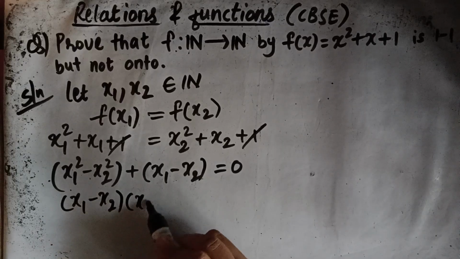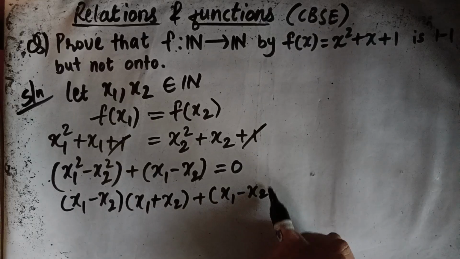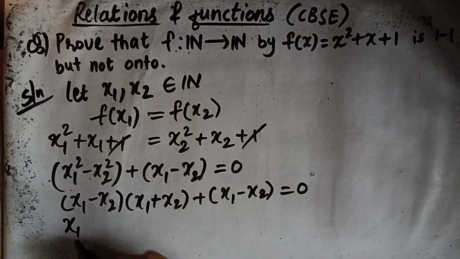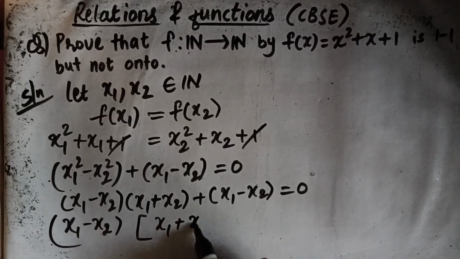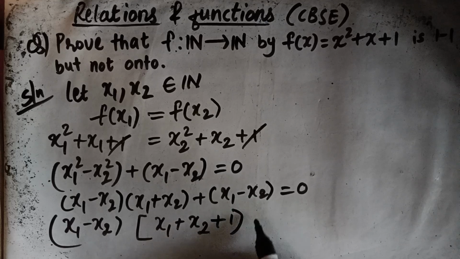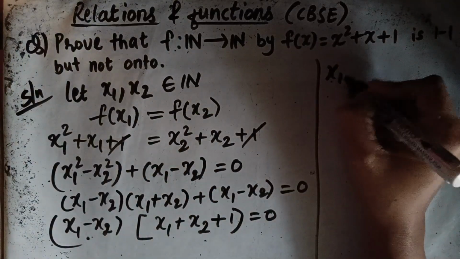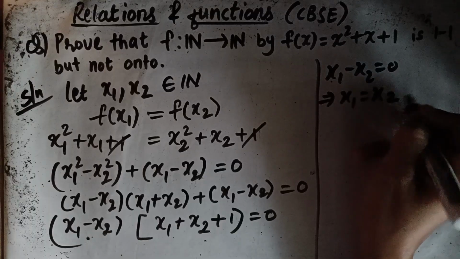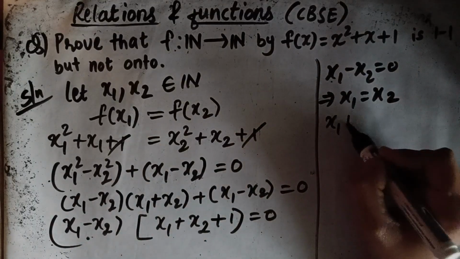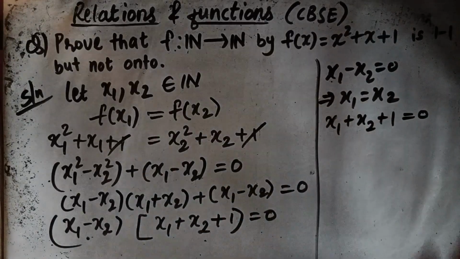So a minus b, a plus b, plus x1 minus x2 equal to 0. You can take common x1 minus x2. So either this term is equal to 0 or this term is equal to 0. If you take this term equal to 0, you will get x1 equal to x2. Now if you take the second term, x1 plus x2 plus 1 equal to 0, this is not possible.